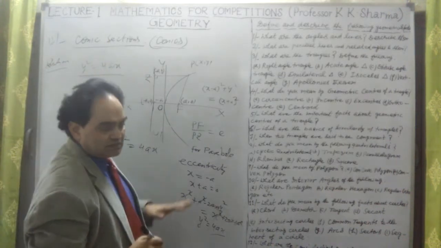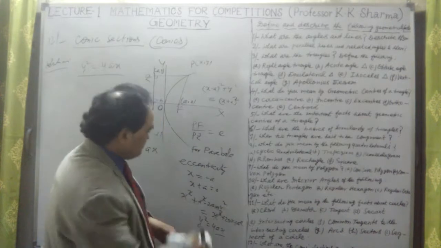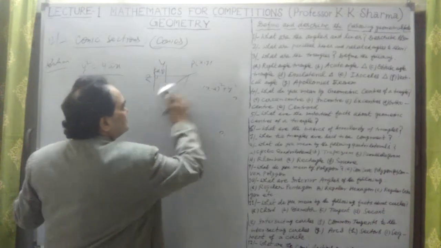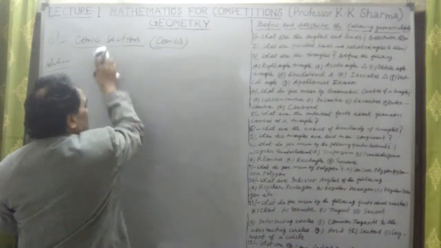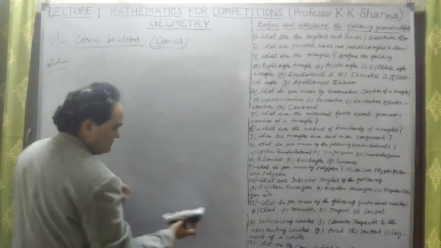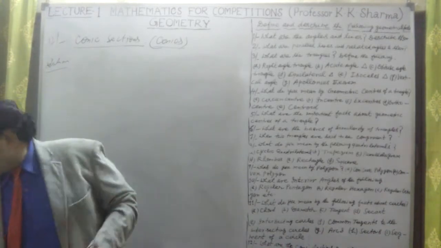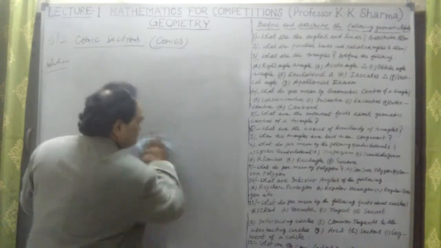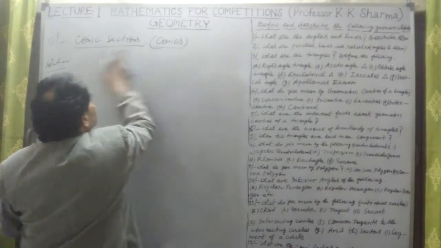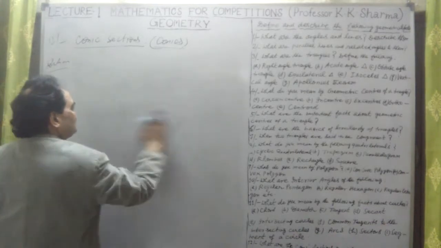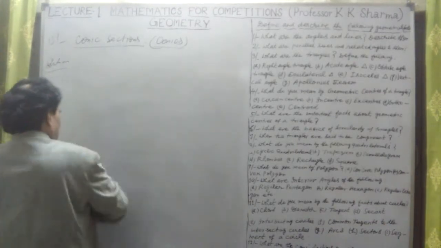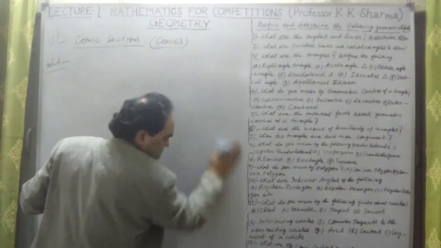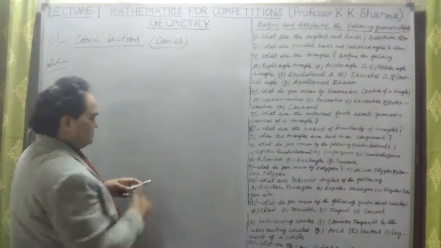Similarly, we can obtain other parabolas. What can be the other parabolas? Let me write some points here. So this is a brief introduction of parabola. There are certain forms of the parabolas. Let me note about them. So this is a discussion about conic sections: parabola, ellipse, hyperbola. We'll talk about them.